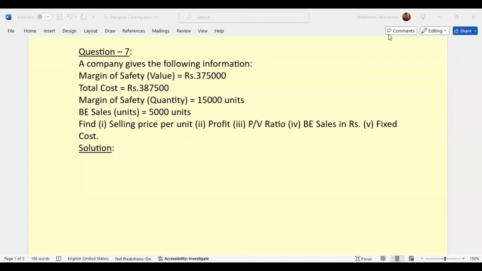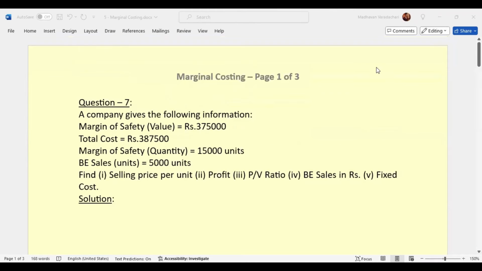Hello everyone. We are continuing with our marginal costing topic. This is part 5, question number 7. A company gives the following information.